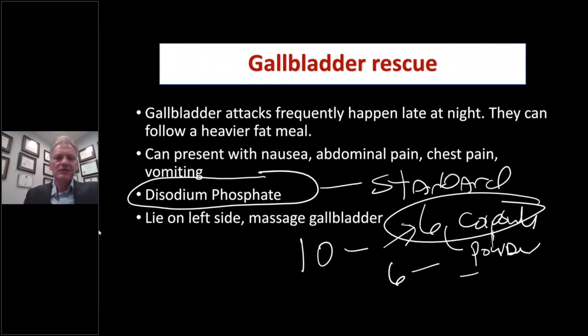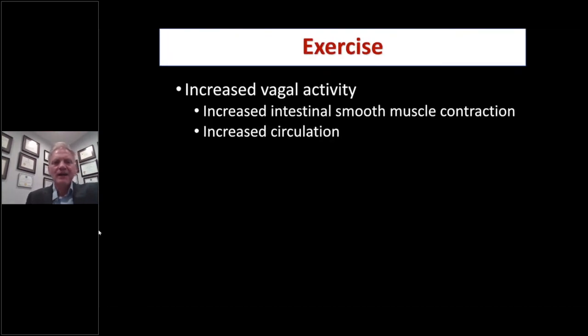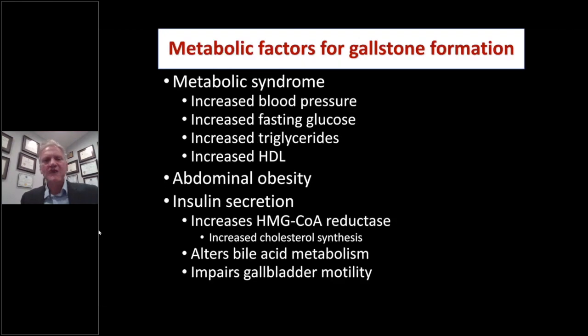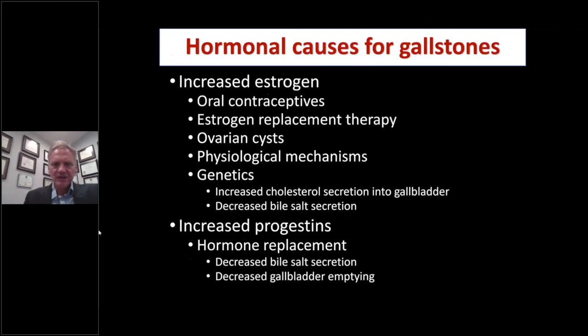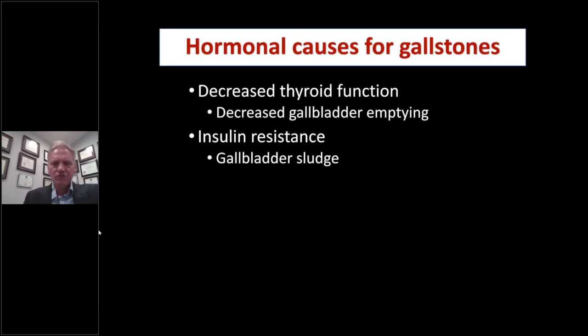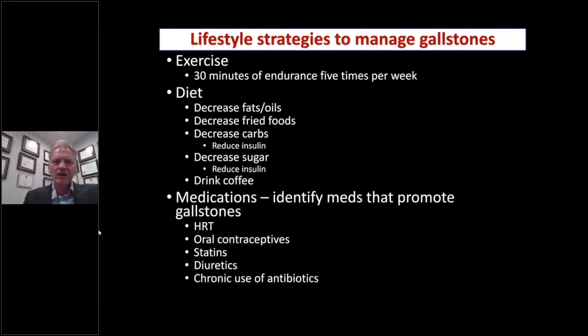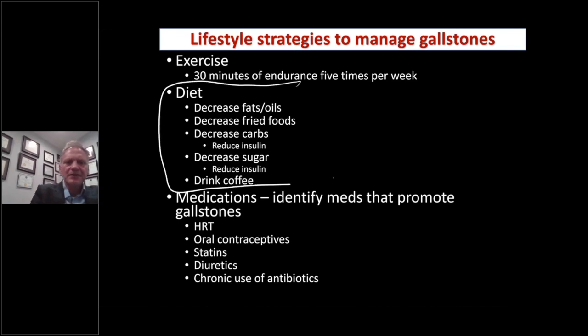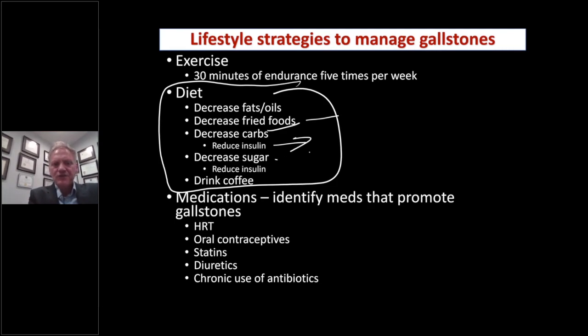All right, here's lifestyle. Increased vagal activity, of course, so you get better contraction. I want to go on to, here are some causes we've already talked about. Lifestyle strategies, diet. Decrease fat and oils, decrease fried foods, decrease carbs because of the insulin, decrease sugars, drink coffee if they like it. If they don't, have them do it. 30 minutes of vigorous exercise.